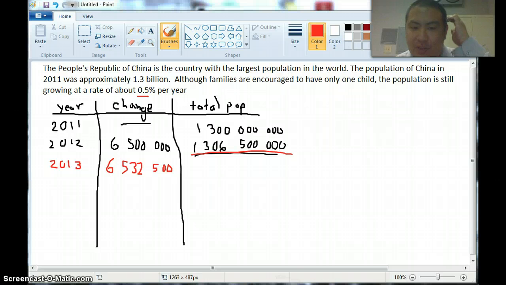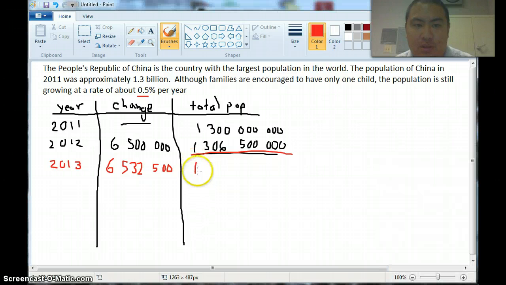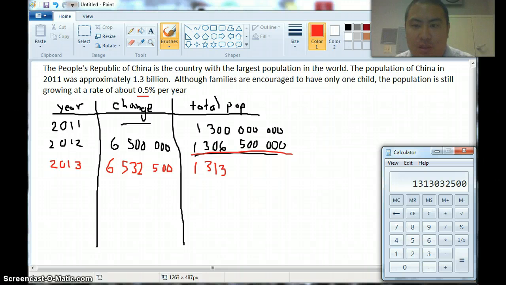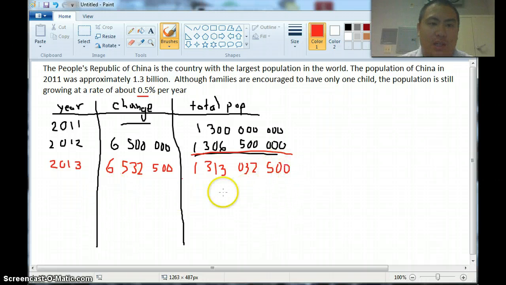Now all I have to do again is add this to the population from 2012, and that'll give me my new population for 2013. So I'm going to add this with 13,065,000,123, and that's going to give me 13,130,325,000... Okay, now to calculate the next one, I would just take this population again, multiply by 0.005, and do it again, right?